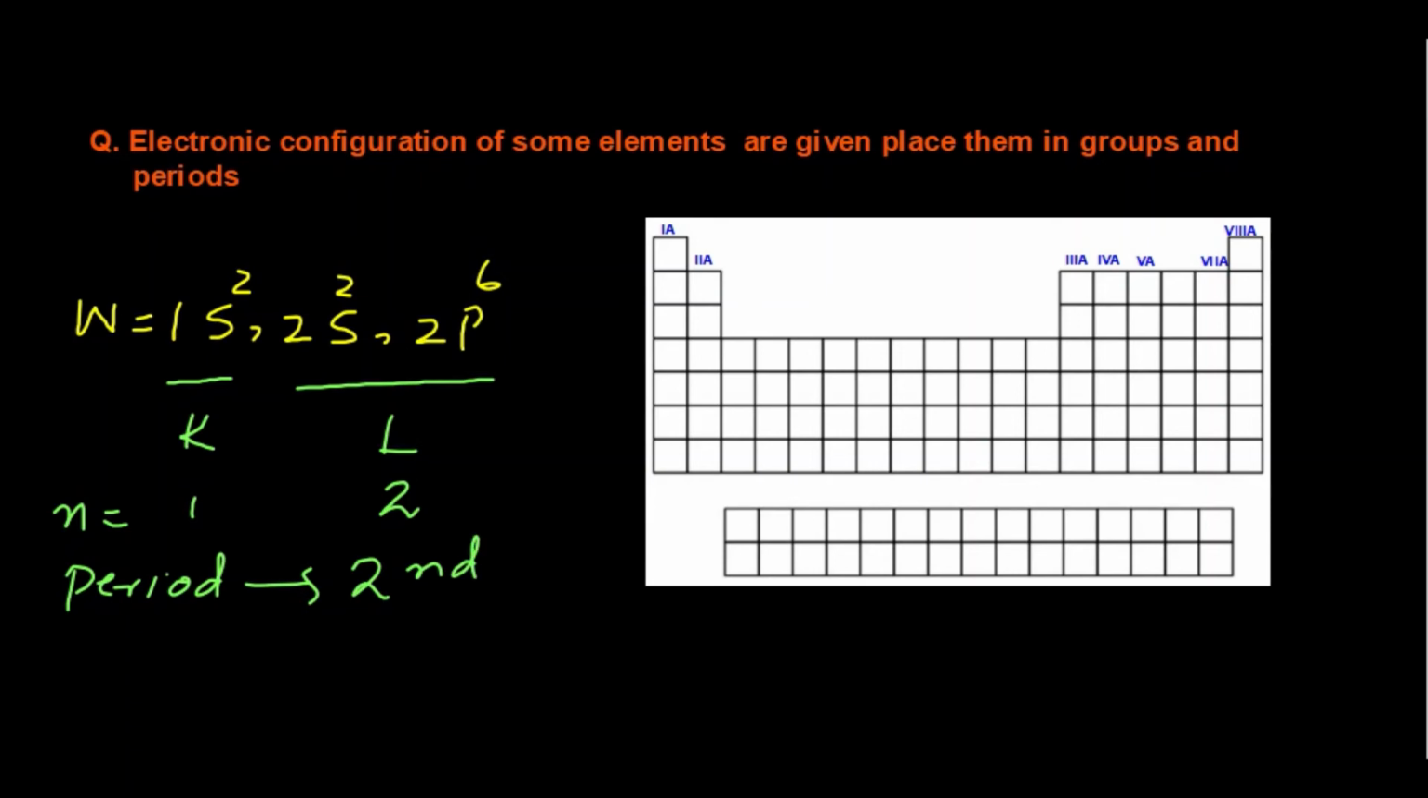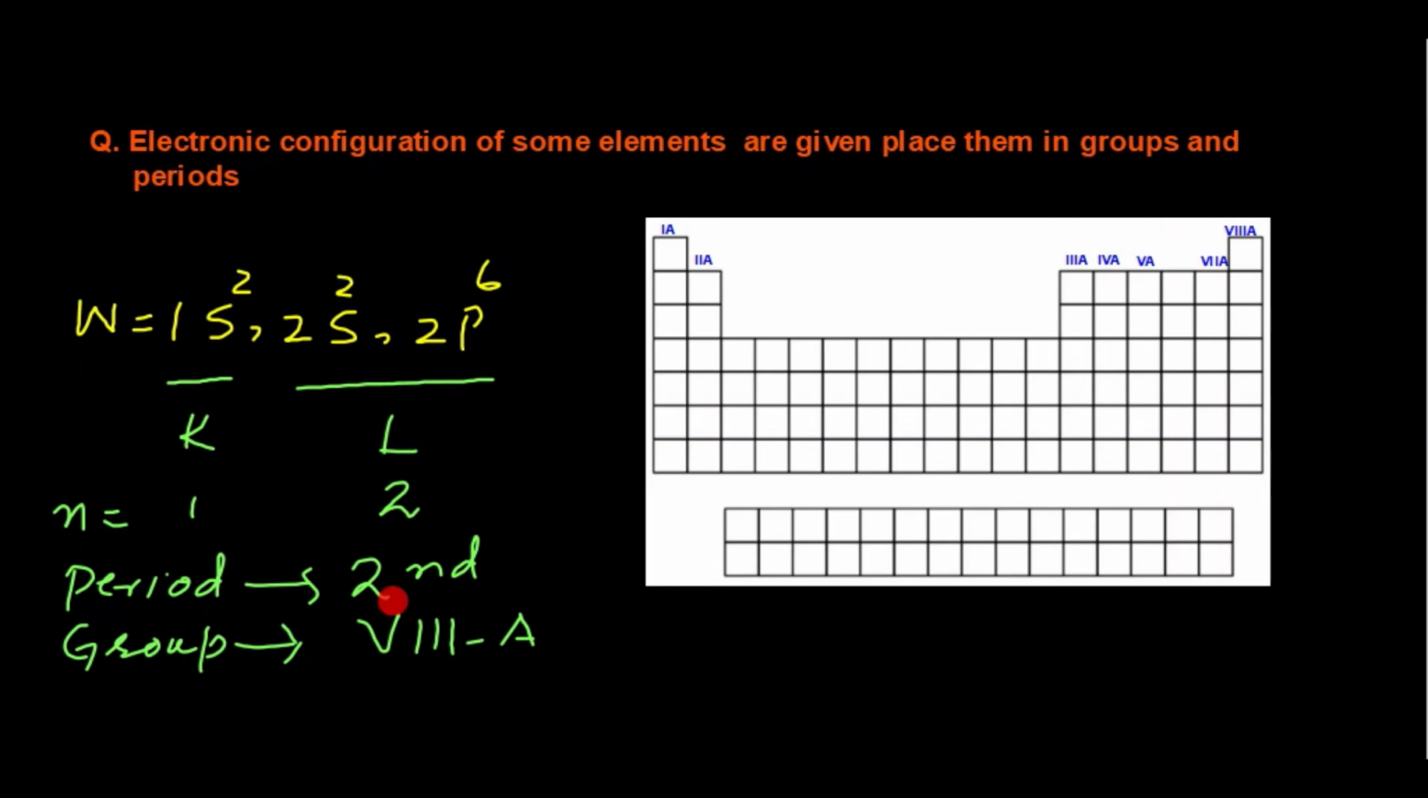Find the group of this element. Find the total number of electrons present in the valence shell. What is the valence shell? L is the valence shell. Total electrons present in L are 6 plus 2, which is equal to 8. 8 electrons show that this element belongs to group 8A of the periodic table.